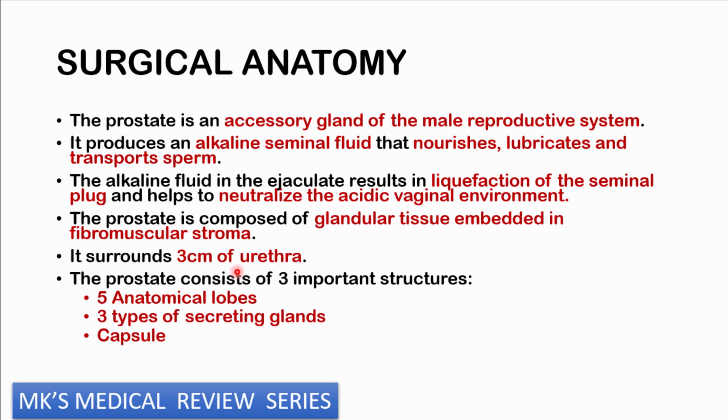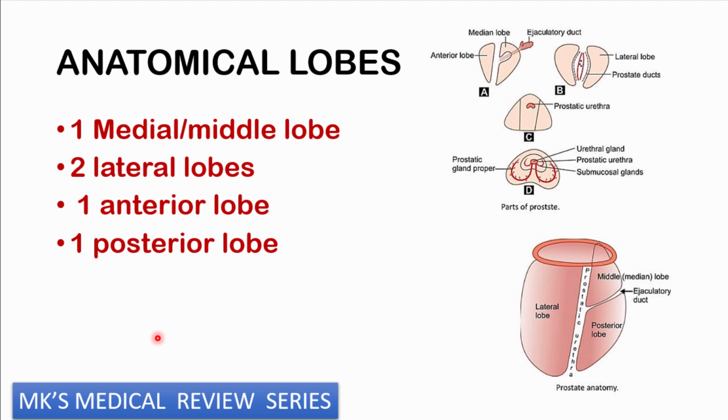3 important structures are noted from the prostate. You have 5 anatomical lobes, 3 types of secreting glands, and of course a capsule. Those are the 3 things that you really need to know. You can also further divide the prostate into 3 zones. You refer to them as McNeal's zones of the prostate. You have the central zone, the transitional zone, as well as the peripheral or the lateral zones. We'll talk about that and I'll show you an image much later on.